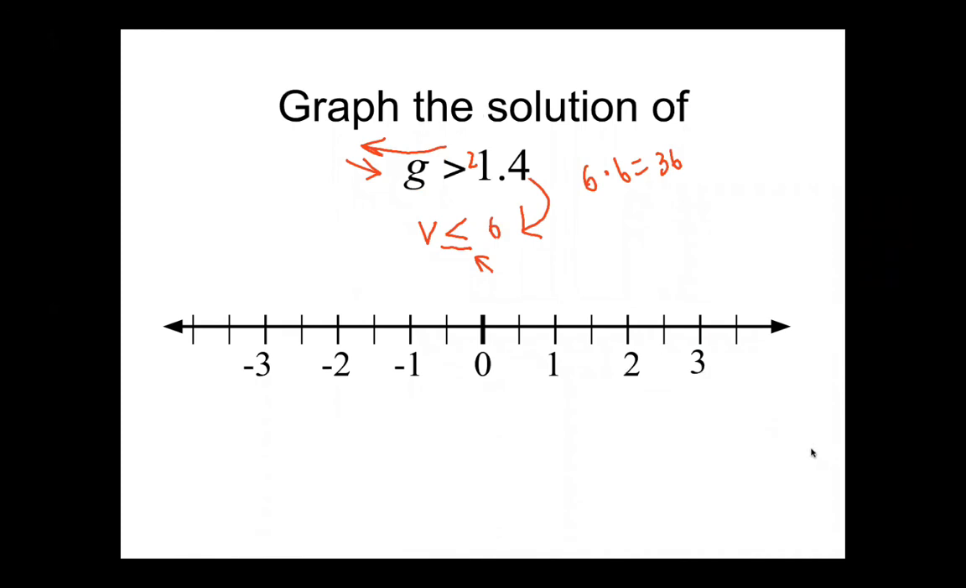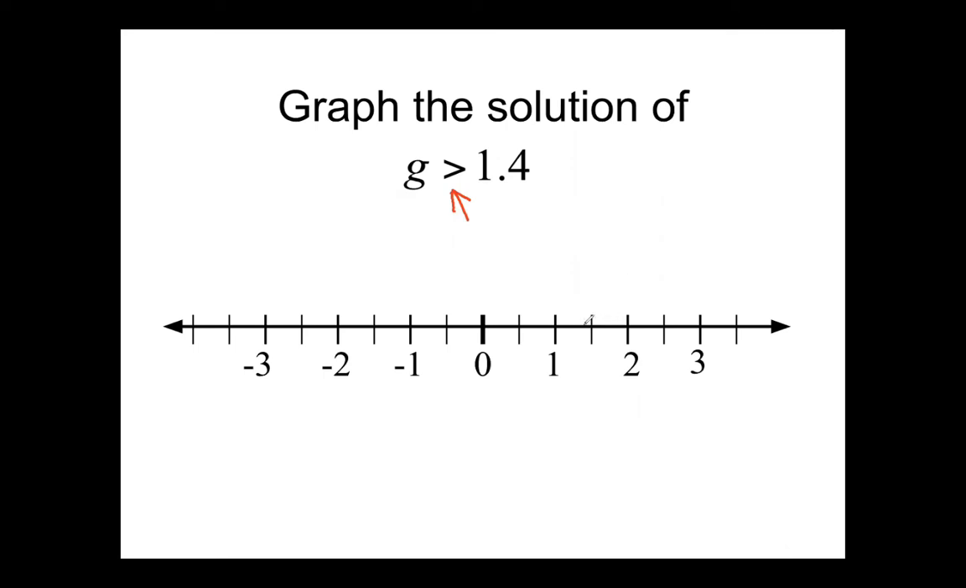Okay, now we have graph the solution of g is greater than 1.4. First, go ahead and draw your number line. Here's mine. And now you can go ahead and graph either an open or closed circle at 1.4. In this case, it's going to be open since we don't have a line underneath our inequality symbol.